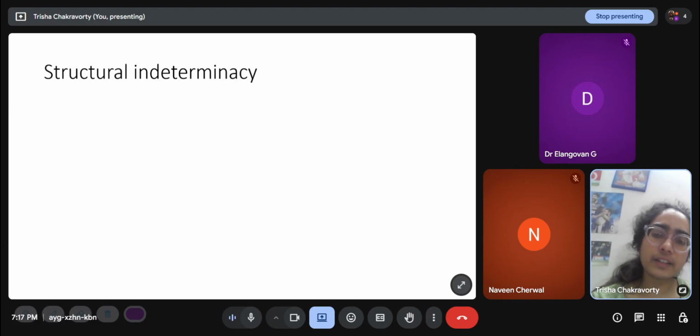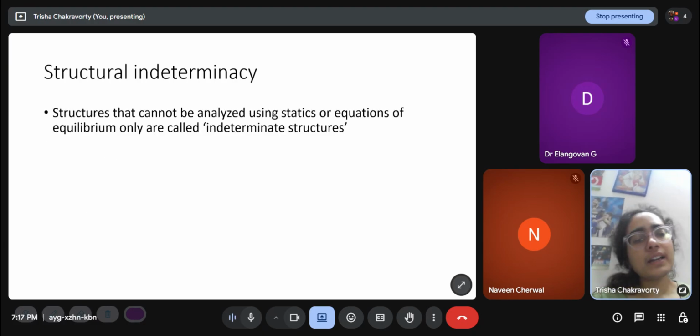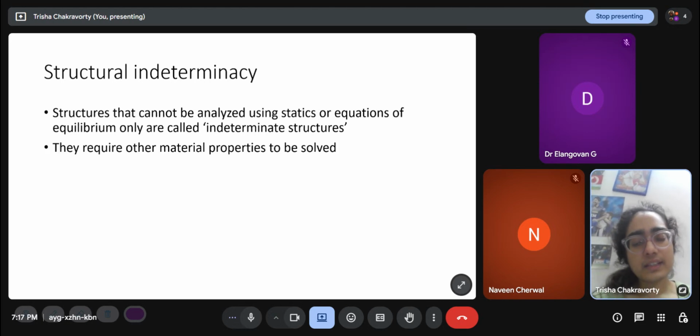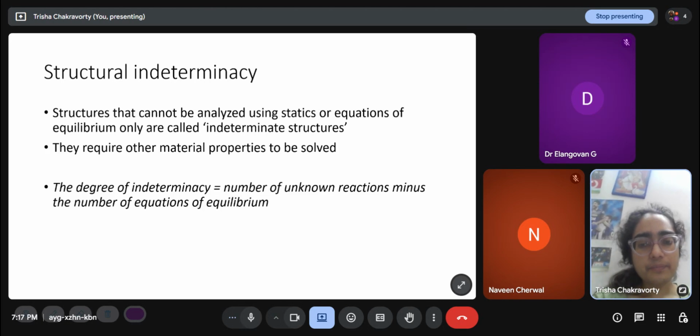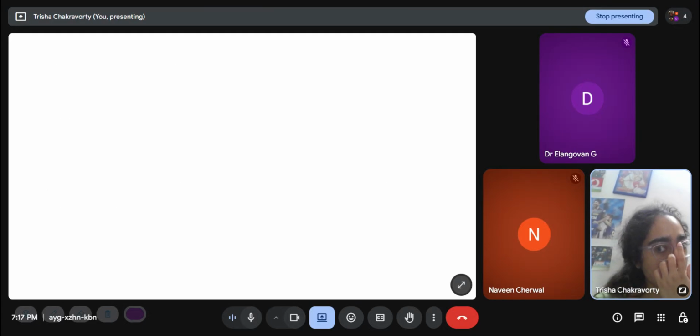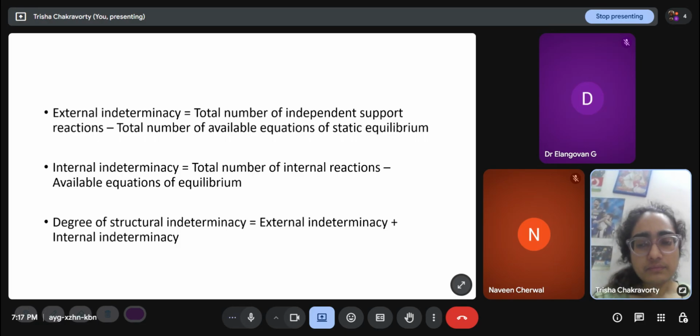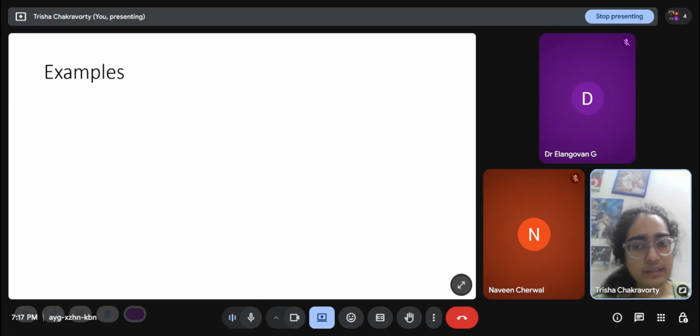Now, structural indeterminacy. Structures that cannot be analyzed using statics or equations of equilibrium only are called indeterminate structures. They require other material properties to be solved. The degree of indeterminacy is number of unknown reactions minus the number of equations of equilibrium. External indeterminacy is total number of independent support reactions minus total number of available equations of static equilibrium. Internal indeterminacy is total number of internal reactions minus available equations of equilibrium, and the degree of structural indeterminacy is addition of both of these.